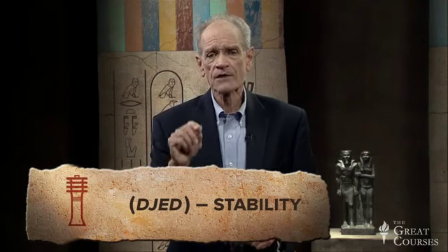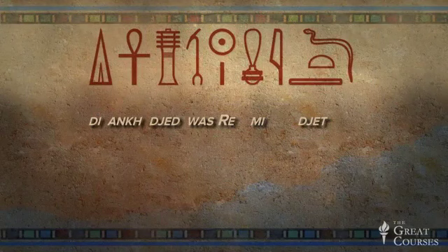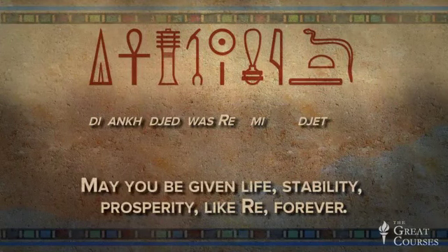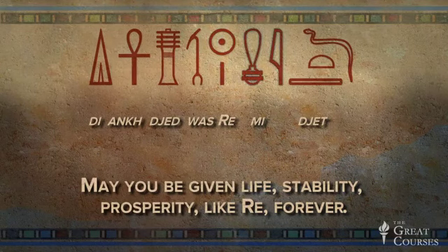We see the hieroglyph over and over again in the popular prayer of Di Ankh Djed was Mire Djed. May you be given life, stability, prosperity, like Re, forever. Note that Re comes before the word like because of honorific placement. The god always comes first. Often, an entire necklace of Djed pillars would be strung across the chest of the mummy to ensure the deceased would have stability in the next world.